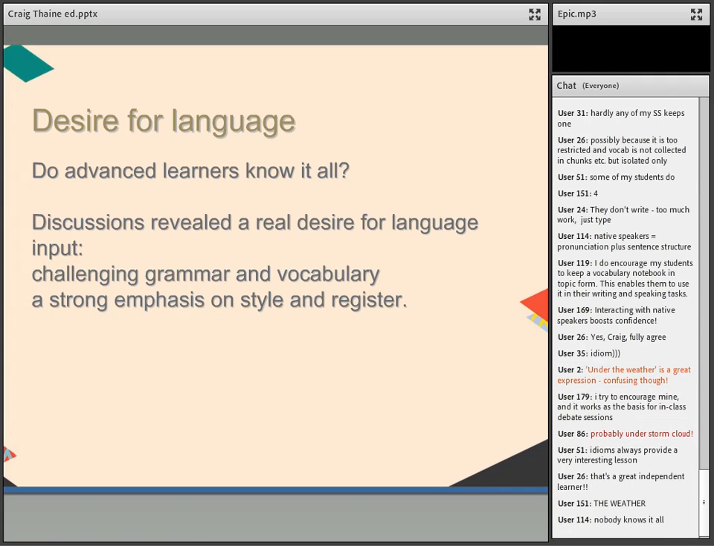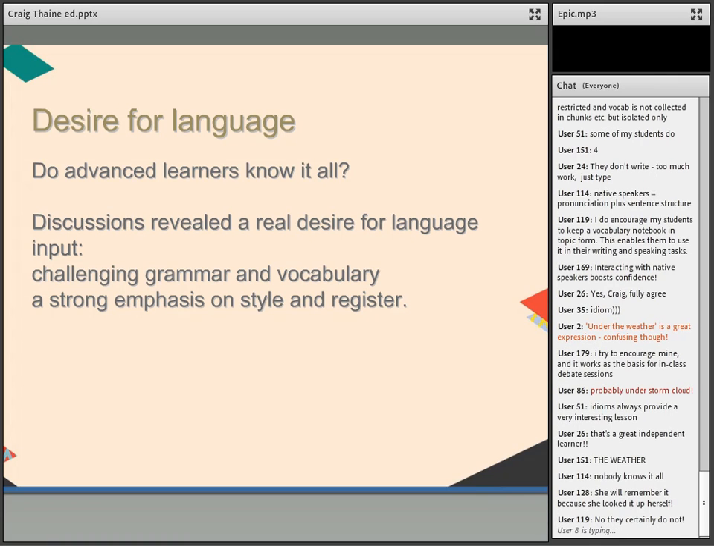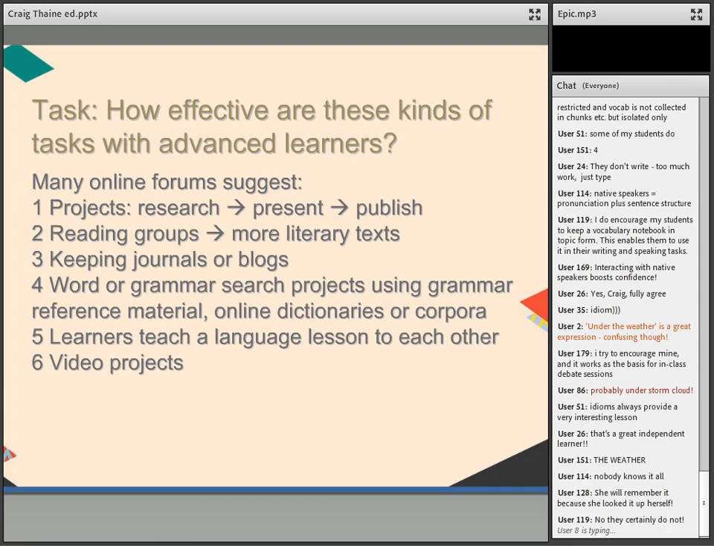And in particular, they felt a strong emphasis on style, on the appropriate level of formality and register, of knowing which language can be used in different contexts. So this came through very, very strongly in the discussion, how hungry these learners were for language input.